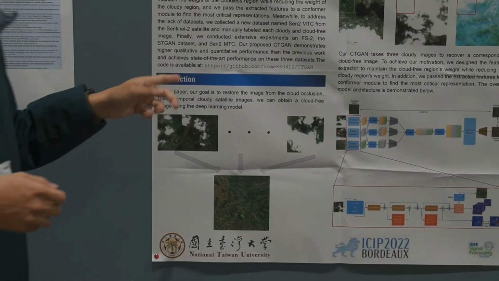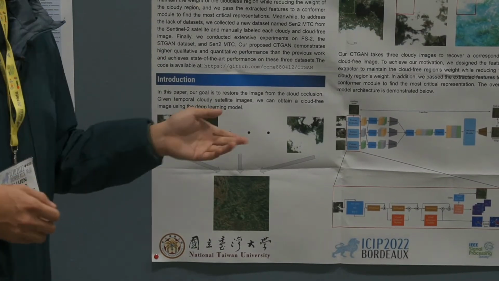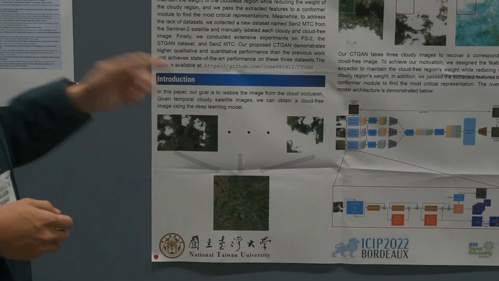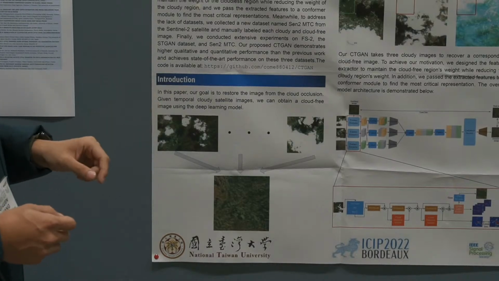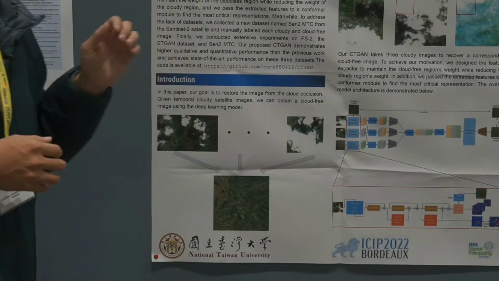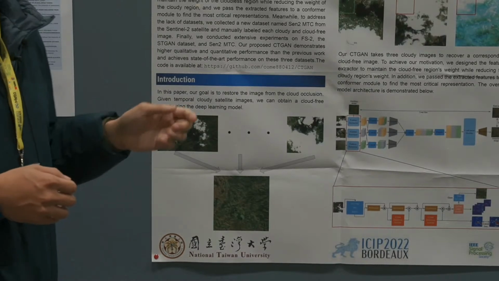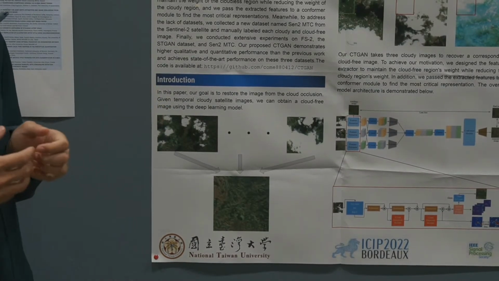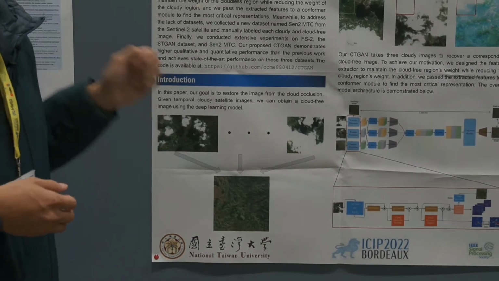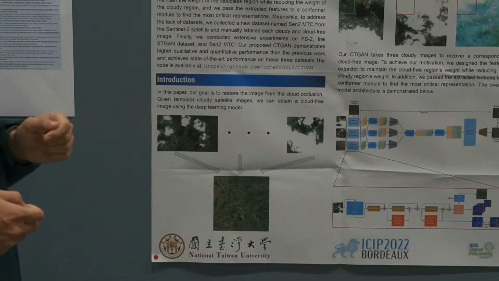The cloud can be simply divided into two different types, thick cloud and thin cloud. The thin cloud is similar to haze, and the thick cloud is shown here. The thin cloud can be solved with just a single satellite image, but there is no effective way to handle thick cloud occlusion. So in this work, we deal with both types of cloud occlusion by using the temporal information from the satellite imagery.